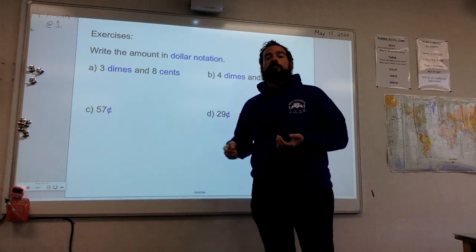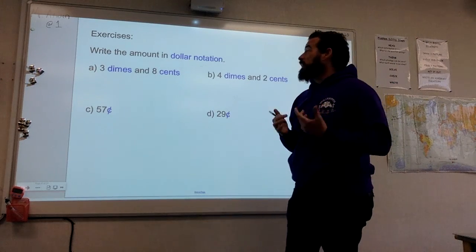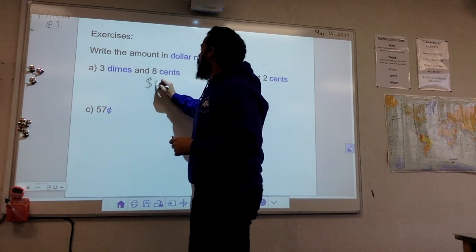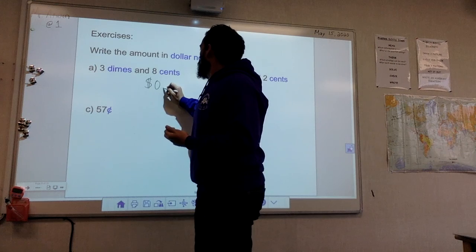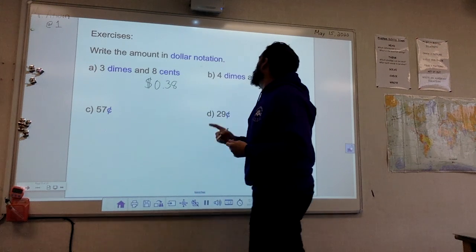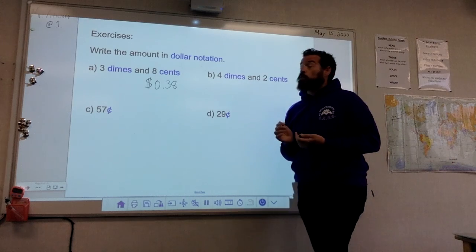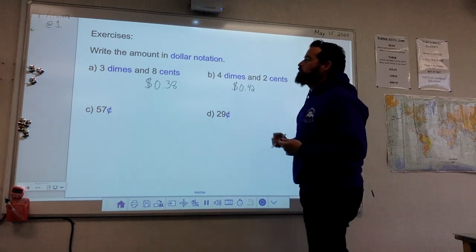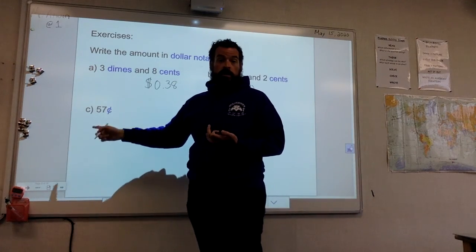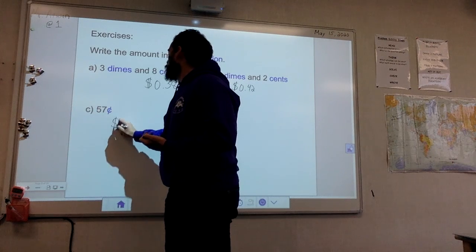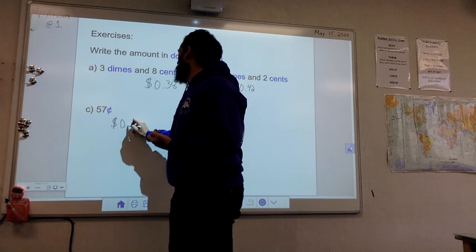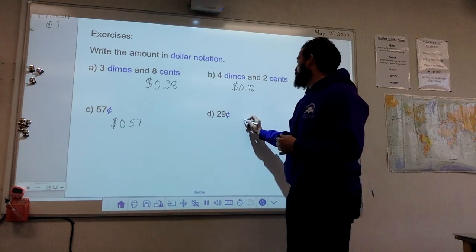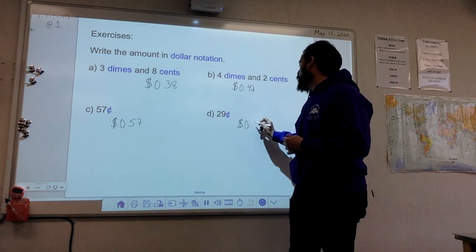Okay, so now we're just going to go over a few of these, how to write these in dollar notation. So I've got 3 dimes and 8 cents. So if I put that together, that's 38 cents. But remember, we're doing that in dollar notation. So we put our dollar sign, our 0, since we have less than $1, decimal, and then 38. 4 dimes and 2 cents, which would be 42 cents. So I put my dollar sign, 0.42. 57 cents. Now here it's just written out for us. All I do, dollar sign, 0.57, and then finally in D for 29 cents, dollar sign, 0.29.